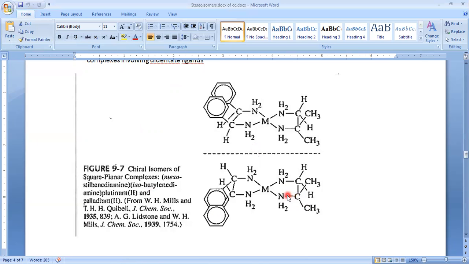So here we have a chiral carbon. Why? Because it is connected to four different groups: 1, 2, 3, 4. This is also a chiral carbon. Due to the chiral carbon of the ligand, optical activity is imparted to the square complex. But actually, the central metal atom is not chiral in nature, so it is the only square planar molecule which exhibits optical isomerism.